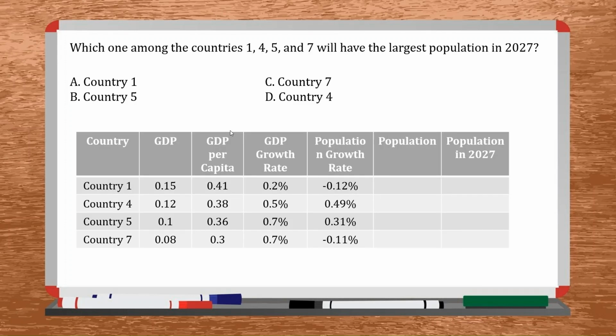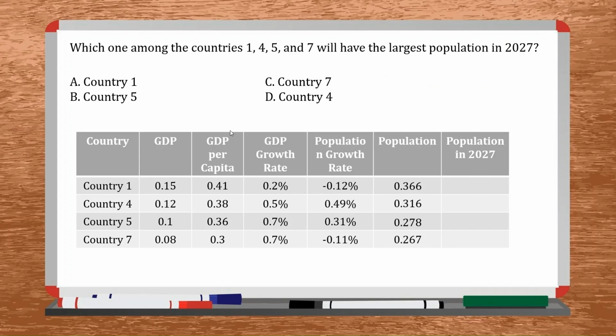Next I have, which of the following countries would have the largest population in 2027? First, I'll calculate the current population values. Now I can see that country 7, it's currently having the smallest population and it's going to decrease for the next 3 years. So no matter what, it's not going to be the largest. So I'm going to ignore country 7.